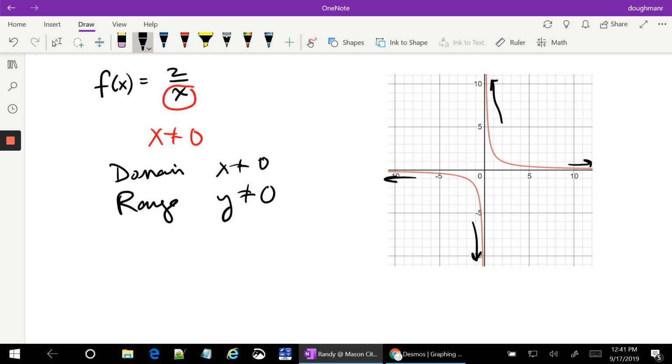Or if we had to write each of those in interval notation, we'd say negative infinity all the way to 0, not inclusive, and then from 0, not inclusive, all the way to positive infinity.